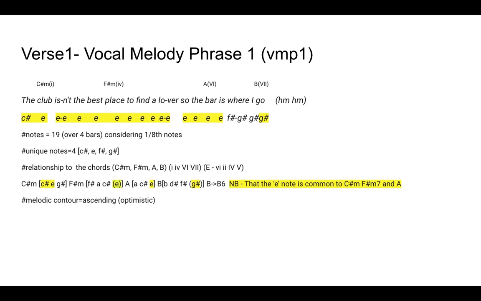Well, now we switch to the meaning of the lyric. Okay, he's saying, I assume he doesn't like it in the club, because it's not the best place to find a lover. So maybe he goes to the club to find a lover. I don't do that, but he does that. He chooses to do that. It's okay. So he sounds like he's looking for a lover.